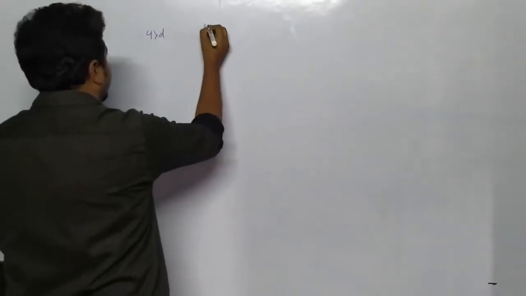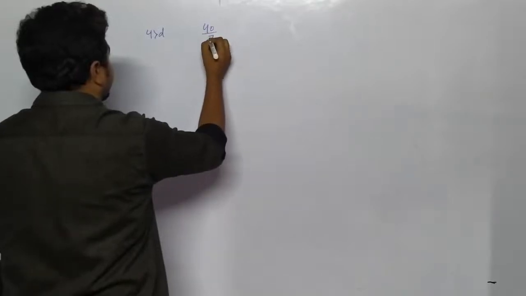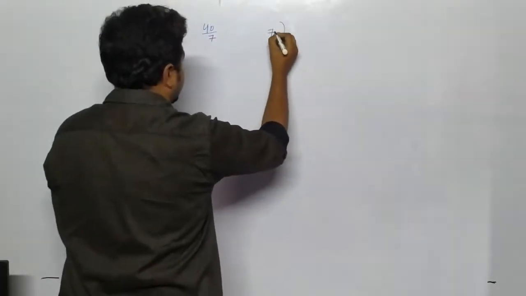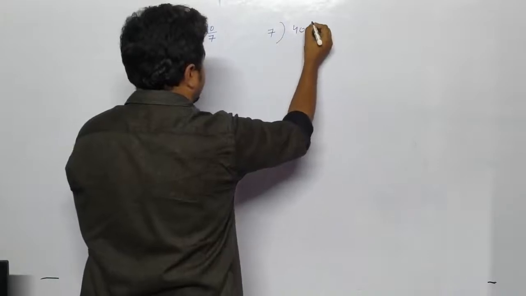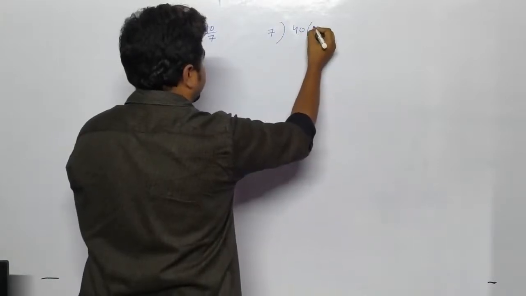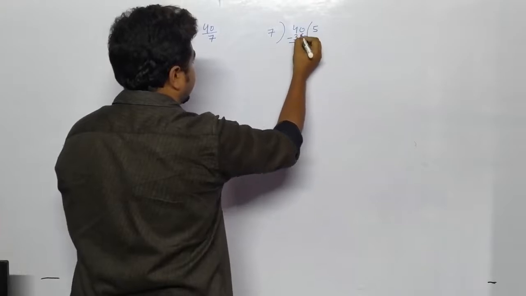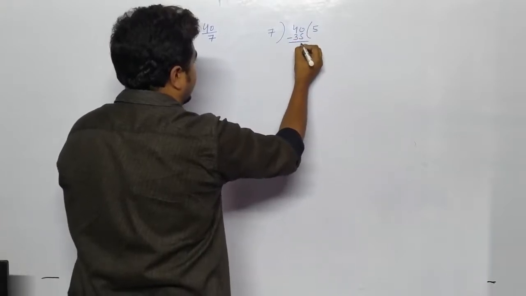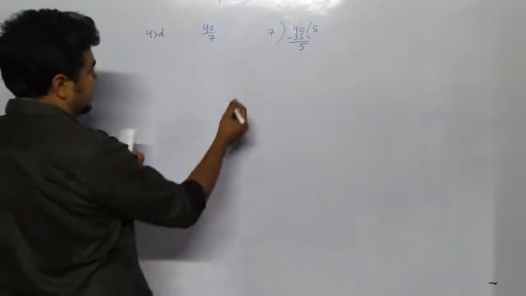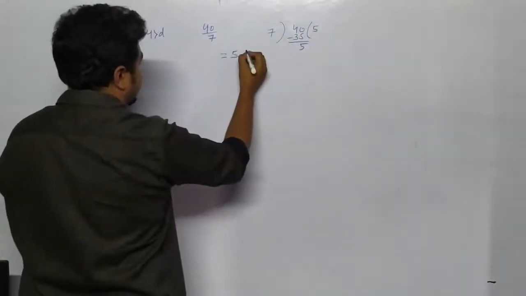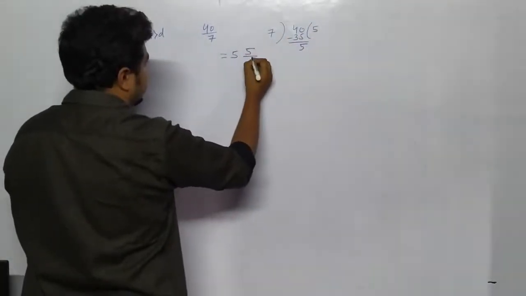The next question is 40 divided by 7. You can write this as 7 and then divide 40. 7 into 5 is 35, as 7 into 6 is 42. That is why 7 into 5 is 35, which means you get 5 as the remainder. You write the quotient first, then 5 by 7.